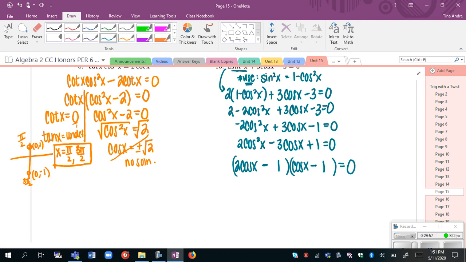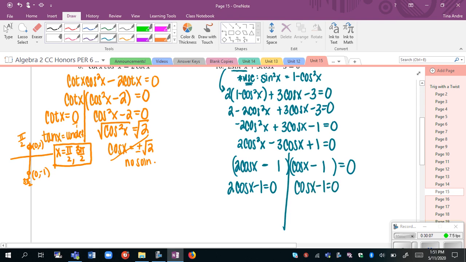Again, you could use the grid, you could use another factoring technique if needed. So I'm going to go ahead and just finish solving these. So I have set each piece equal to 0. I'm going to combine a couple steps here. We'll bring the 1 over, so it's going to be cosine x equals 1/2 when we solve that. So you bring the 1 over, then divide by 2. This other one is just going to be cosine equals 1.